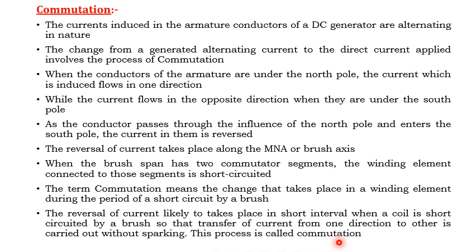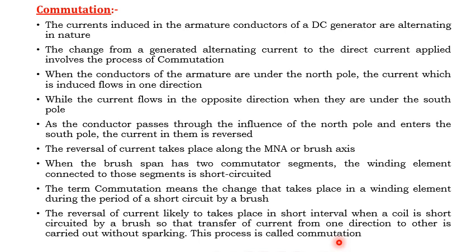During this change in direction, the commutation process takes place. There should not be any sparking during the commutation process. So the reversal of current takes place in a short interval when a coil is short circuited by a brush, so that the transfer of current from one direction to the other is carried out without sparking.